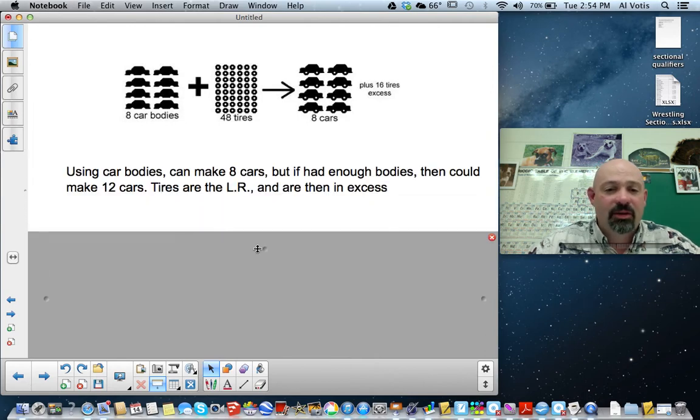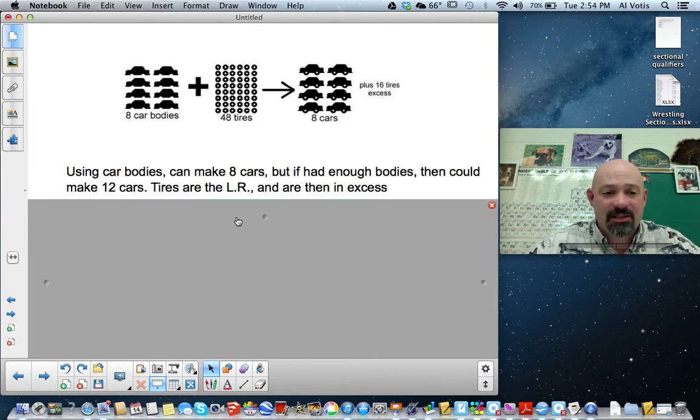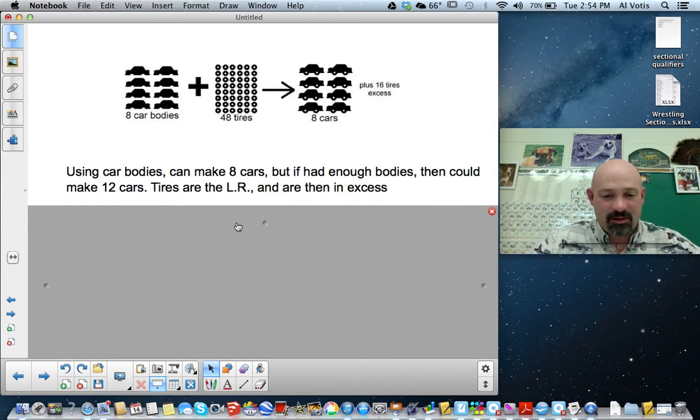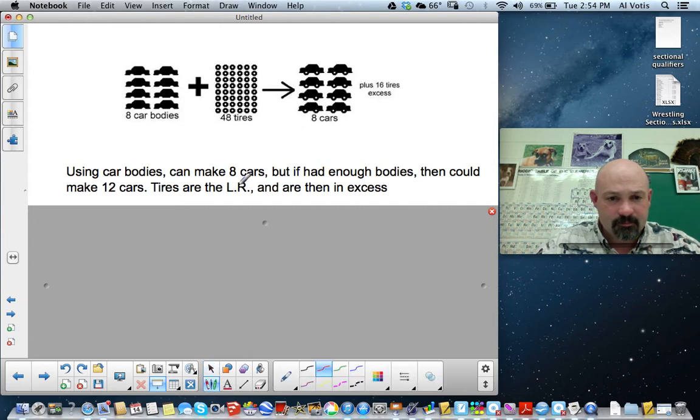So tires are the limiting reactant. Oh, tires are the excess. The bodies are the limiting reactant. Let me fix that up here very quickly. Excess for excess.